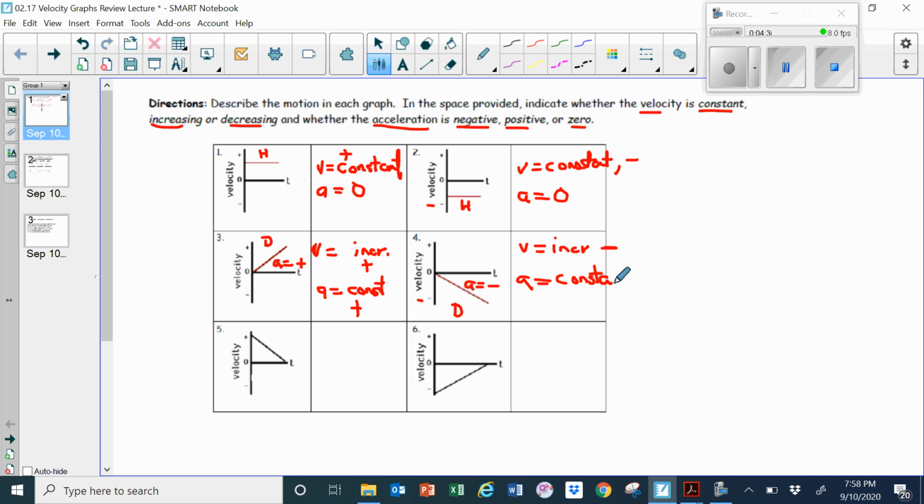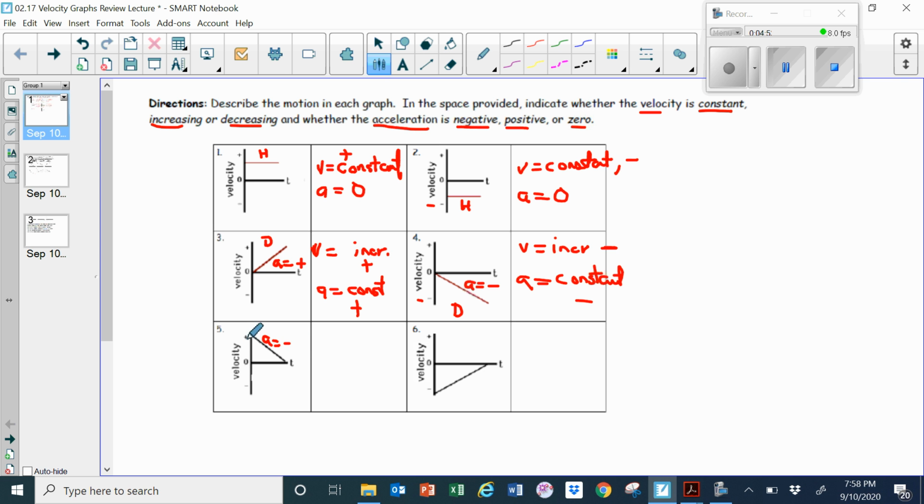And it's negative. Okay? Okay, this one. Well, the slope of this is negative, but it's a constant slope, isn't it? So the acceleration here is going to be negative.